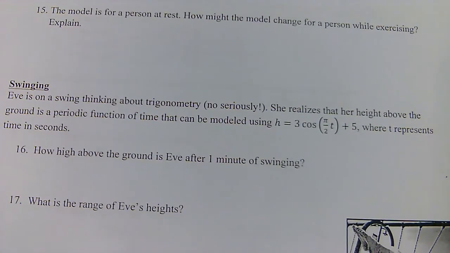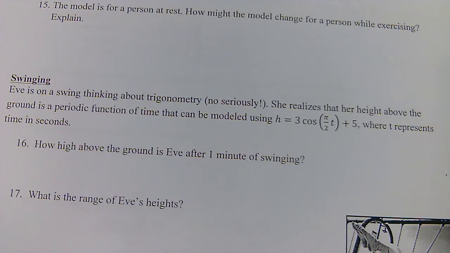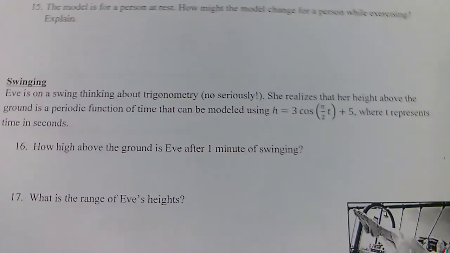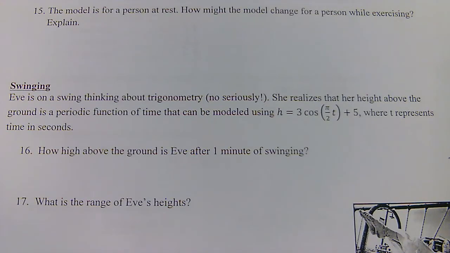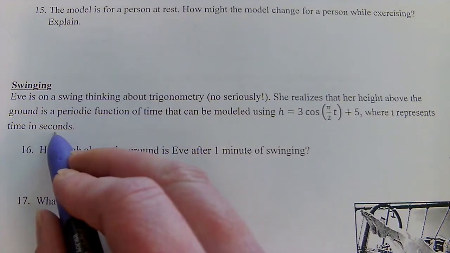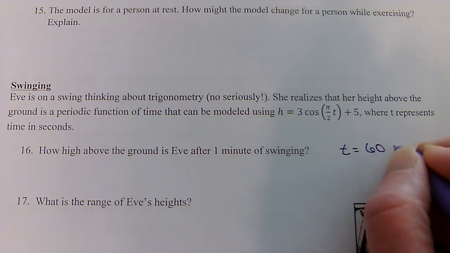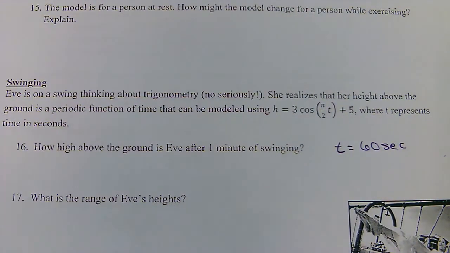Eve is on a swing thinking about trigonometry. No, seriously. She realizes that her height above the ground is a periodic function of time that can be modeled using this, where t represents time in seconds. How high above the ground is Eve after 1 minute of swinging? Let's talk about t is in seconds, so 1 minute would be 60 seconds. So we want to know what this is at 60 seconds.